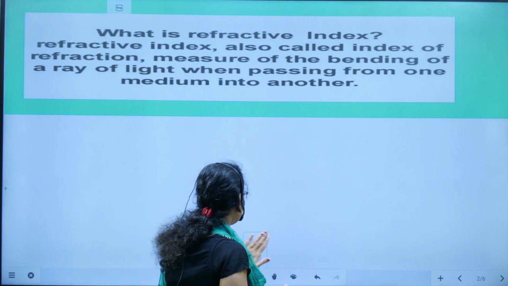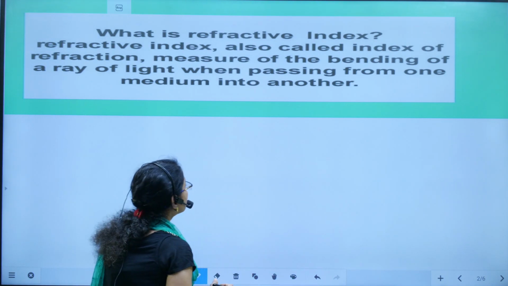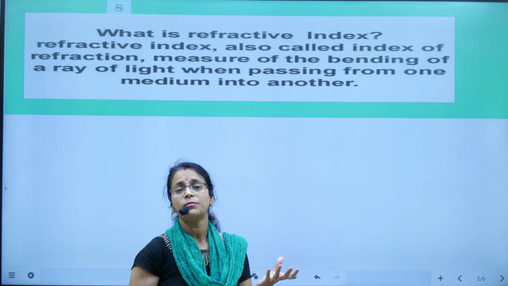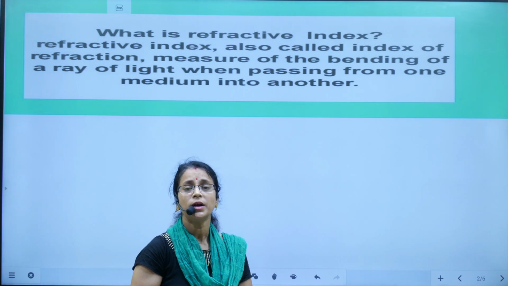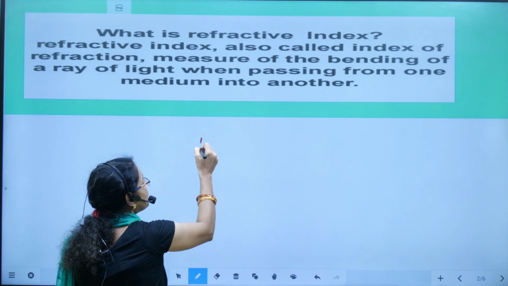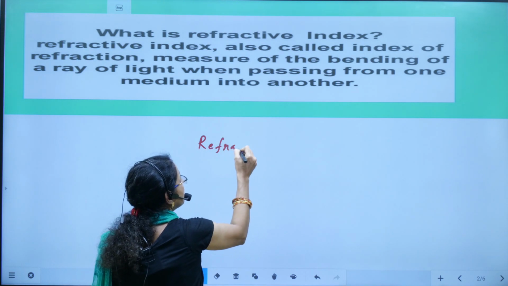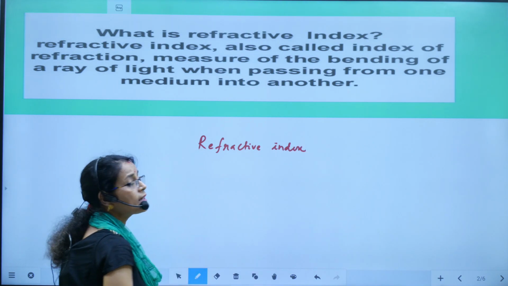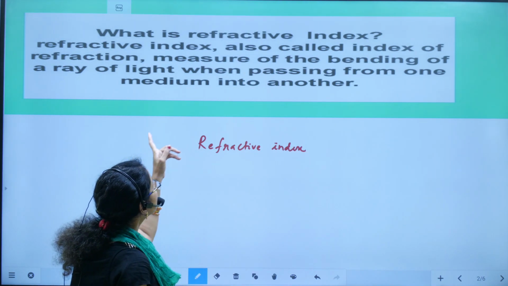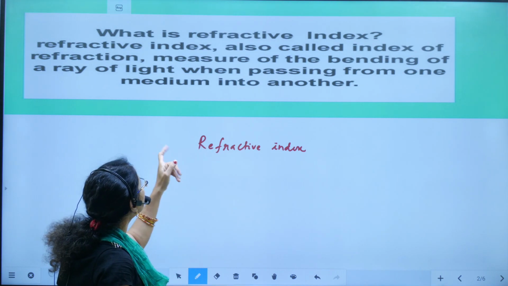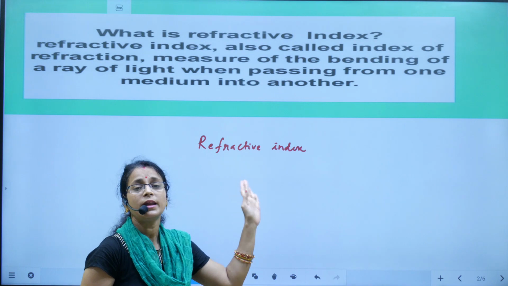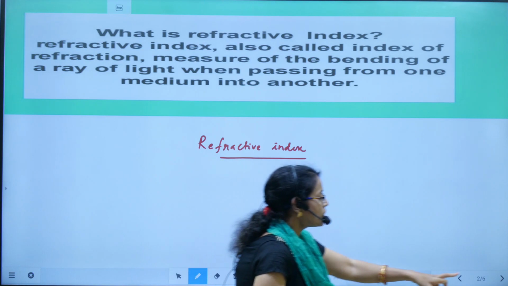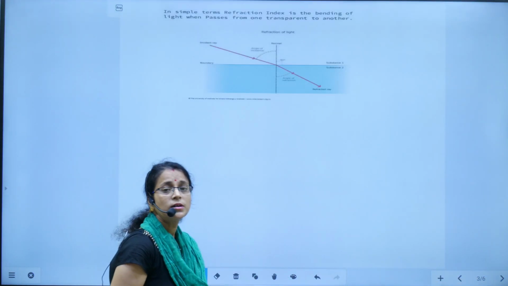Now we'll see what optical density is and how we can measure it. Refractive index is the parameter which measures the optical density. Already we have studied that mass density can be measured by mass per volume, but to measure optical density we use refractive index. Clear? Refractive index is the index of refraction, which measures the bending of a ray of light when it passes from one medium to another medium. When it passes from one medium to another, it always bends. First we see how it bends, then we'll go for the refractive index.